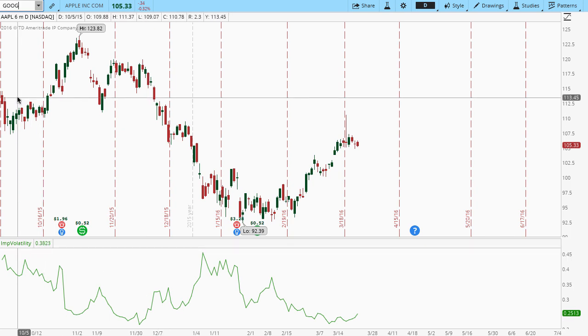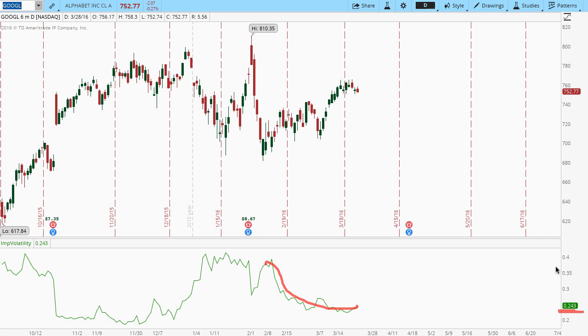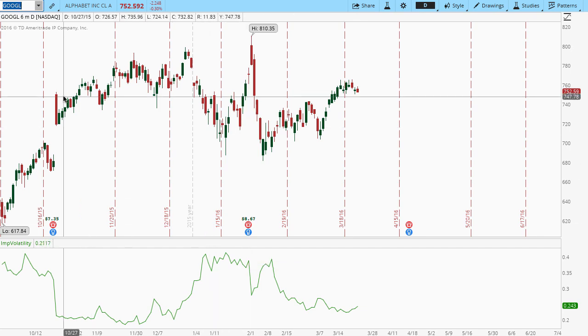Now, Google, on the other hand, has implied volatility that's almost exactly the same as Apple. 24.31% is Google's implied volatility. Again, you can visually see that it's relatively low because it's been as high as 40% in the past, but it's also been lower than where it is right now at 24. It's been down around the teens or even in the 20s. So for Google, actual implied volatility right now, or what the market expects the stock to do over the next year, is to move about 24%.